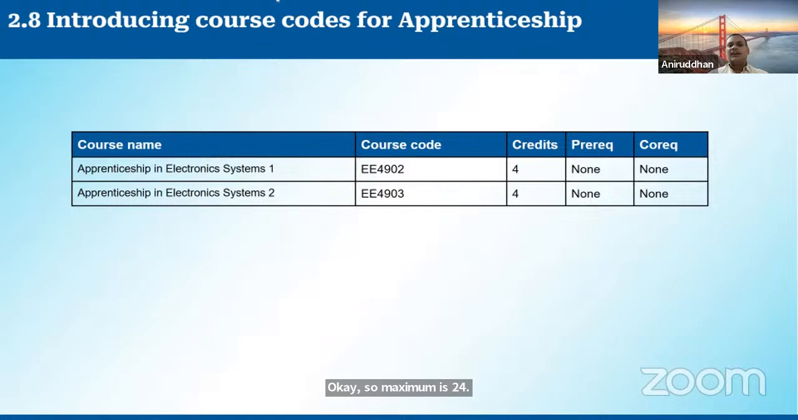You may remember that long ago, when we approved the program itself, we told you that you can do up to 8 credits of apprenticeship. We are now pointing out that the course codes have been updated on the website.